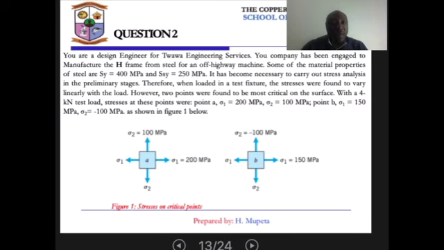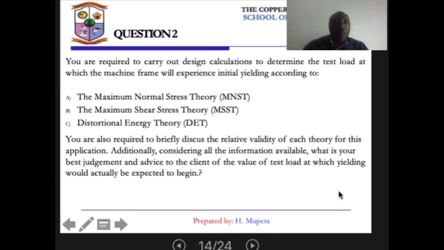Stresses at these points were: at point A, sigma 1 or stress 1 was 200 megapascal, stress 2 was 100 megapascal, and at point B, sigma 1 or stress 1 was 150 megapascal and stress 2 was 100 megapascal, shown in this figure, which shows the stresses on critical point A and critical point B.